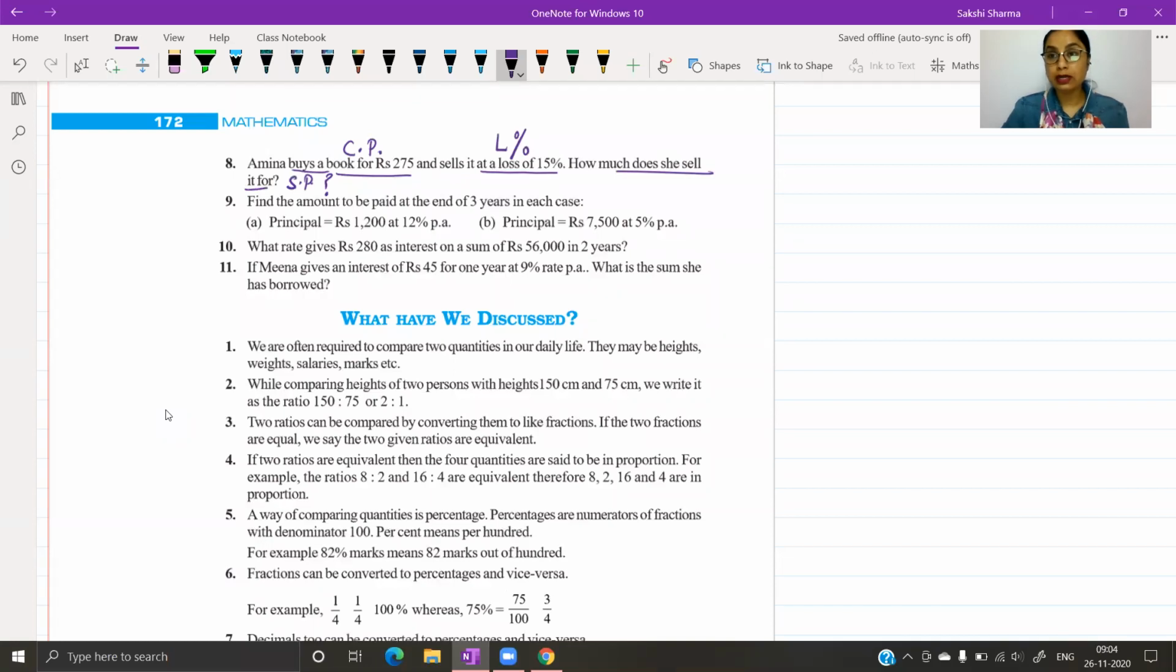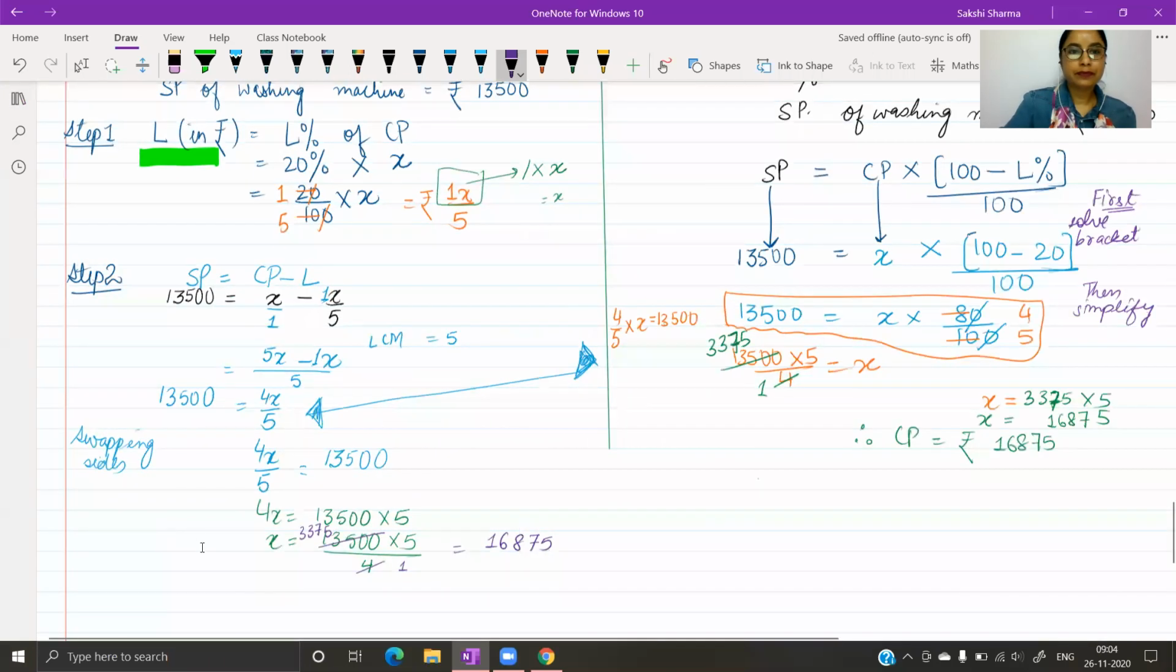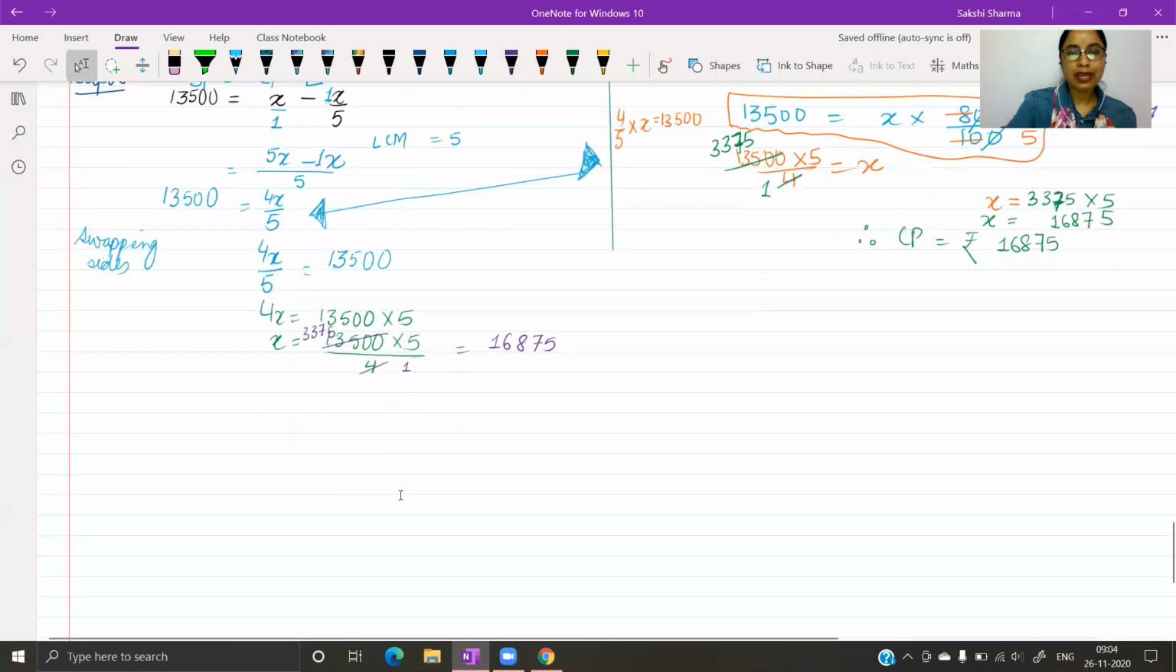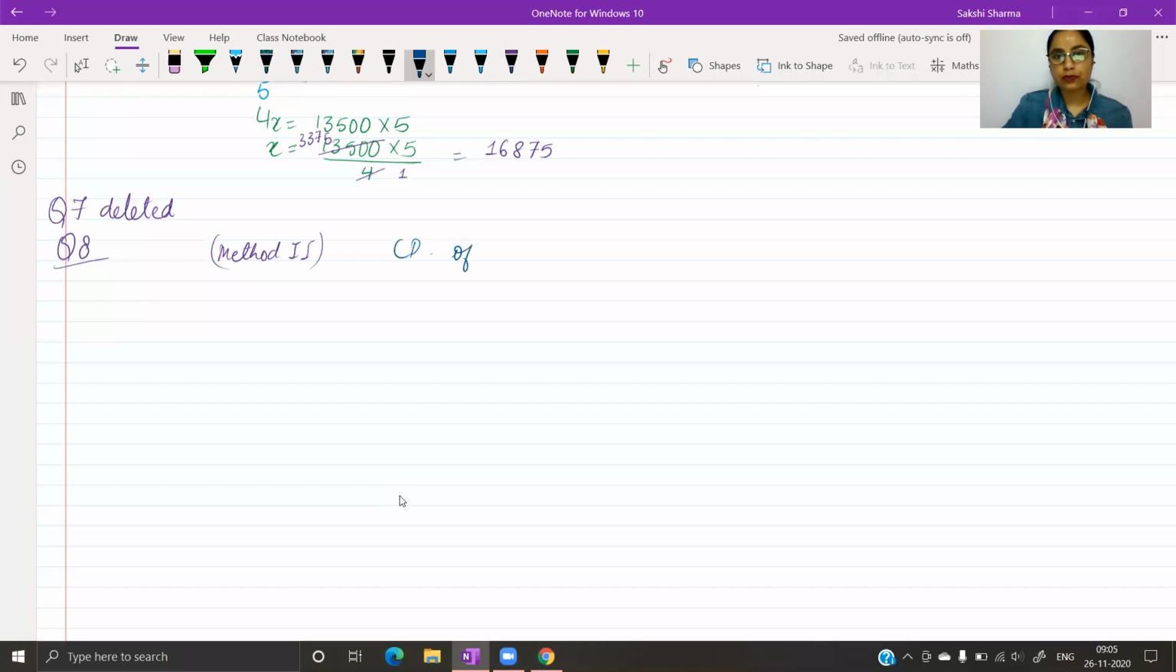So I'm going to do this now with method number 2. And I think you all will agree with me. Yes, ma'am. If anyone still wants to do it with the first method, you can go ahead and do it. Question number 7 is deleted. Question number 8, and I'm going to do this with the second method, which has the direct formula. So I'm going to first of all write down the statement. I have the cost of the book. Then I have the loss percentage, and I want to find out the SP of book.